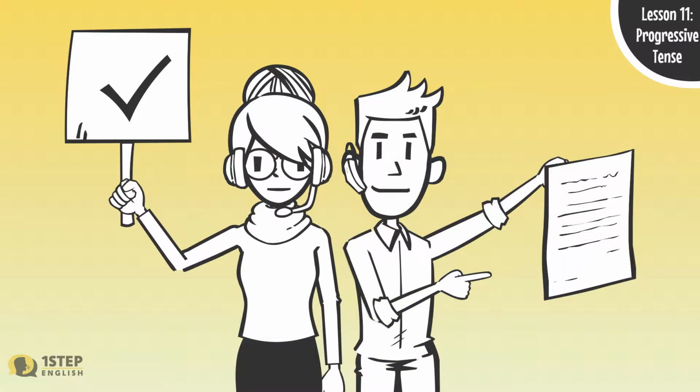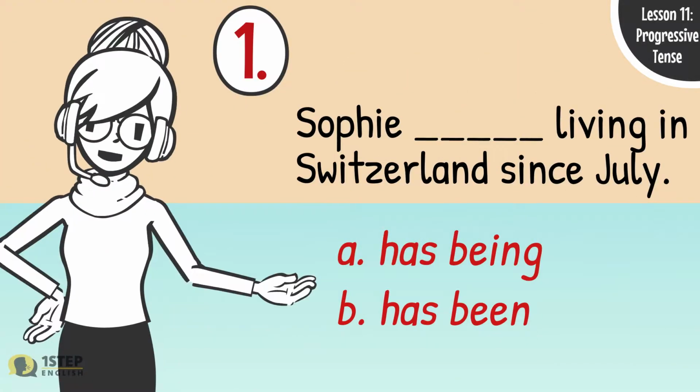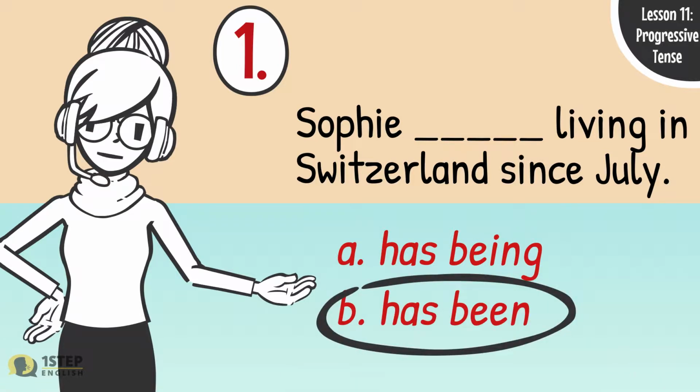Let's test your knowledge. Choose the letter of the correct answer. 1. Sophie blank living in Switzerland since July. A. Has been. B. Has been. The correct answer is letter B. Has been. Sophie has been living in Switzerland since July.